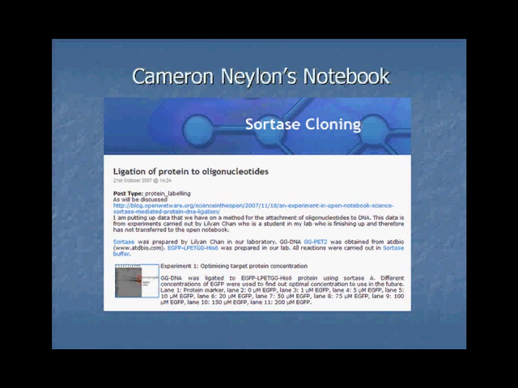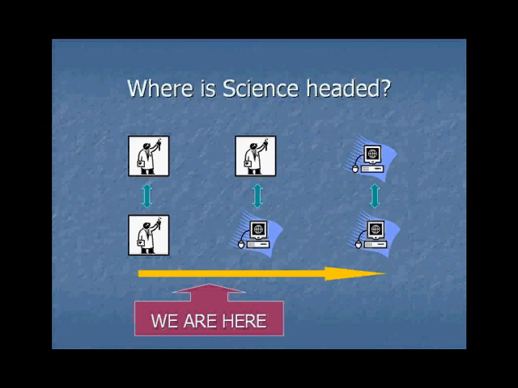Okay, and next I've got Cameron Neylon's notebook. So Cameron is at the University of Southampton, and he is also doing open notebook science. Although he doesn't use a wiki, he uses his own customized software, but just to show examples of other people doing this. And the last slide, where is science headed?